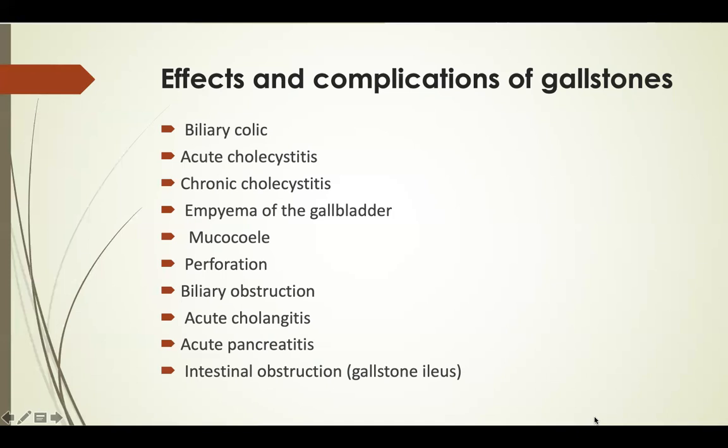And acute pancreatitis, why it will occur, I will show you later in a picture, how gallstone can give rise to acute pancreatitis. And intestinal obstruction can occur with the gallstone. How it occurs, I will show you later. So I hope now you can understand what may be the sequelae of acute cholecystitis or cholelithiasis.